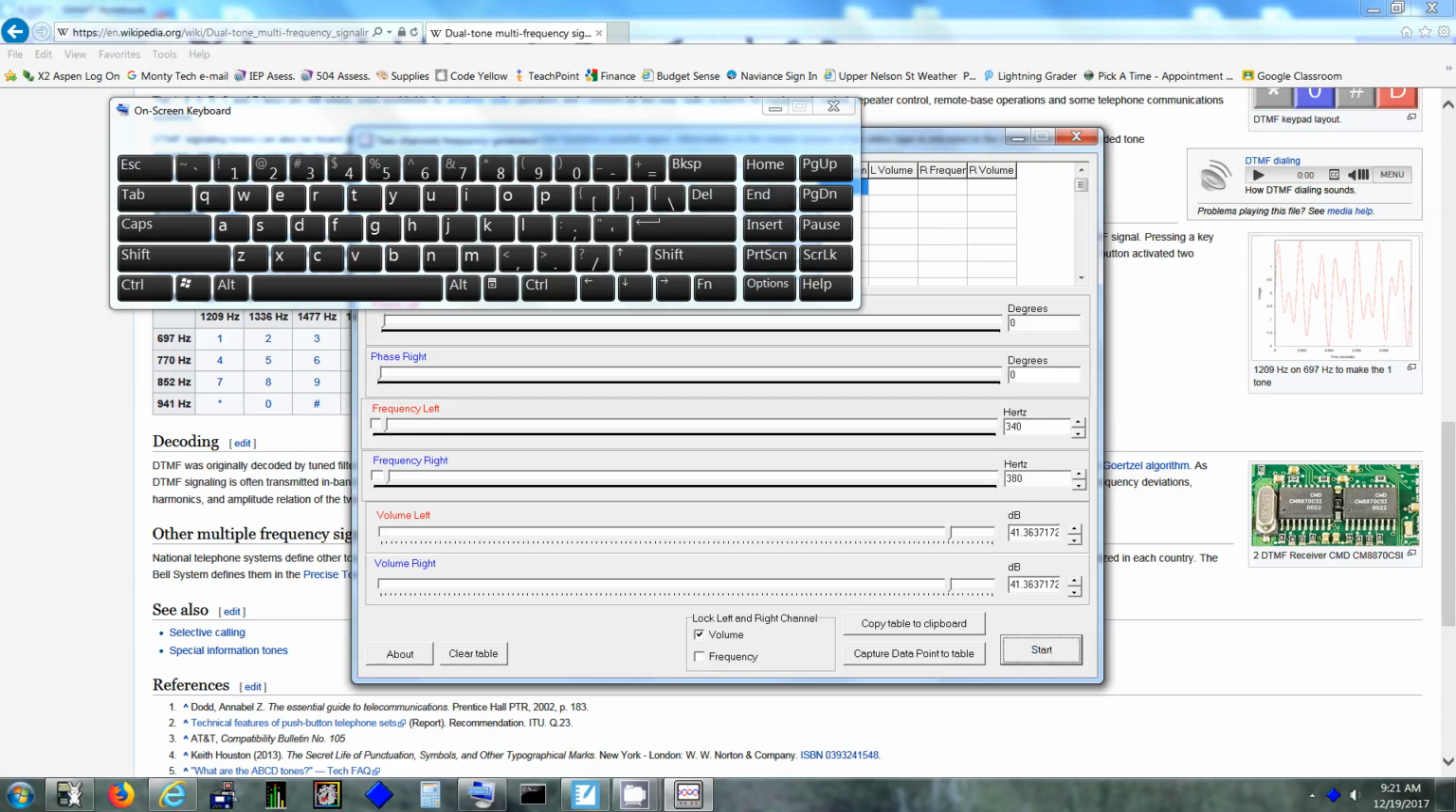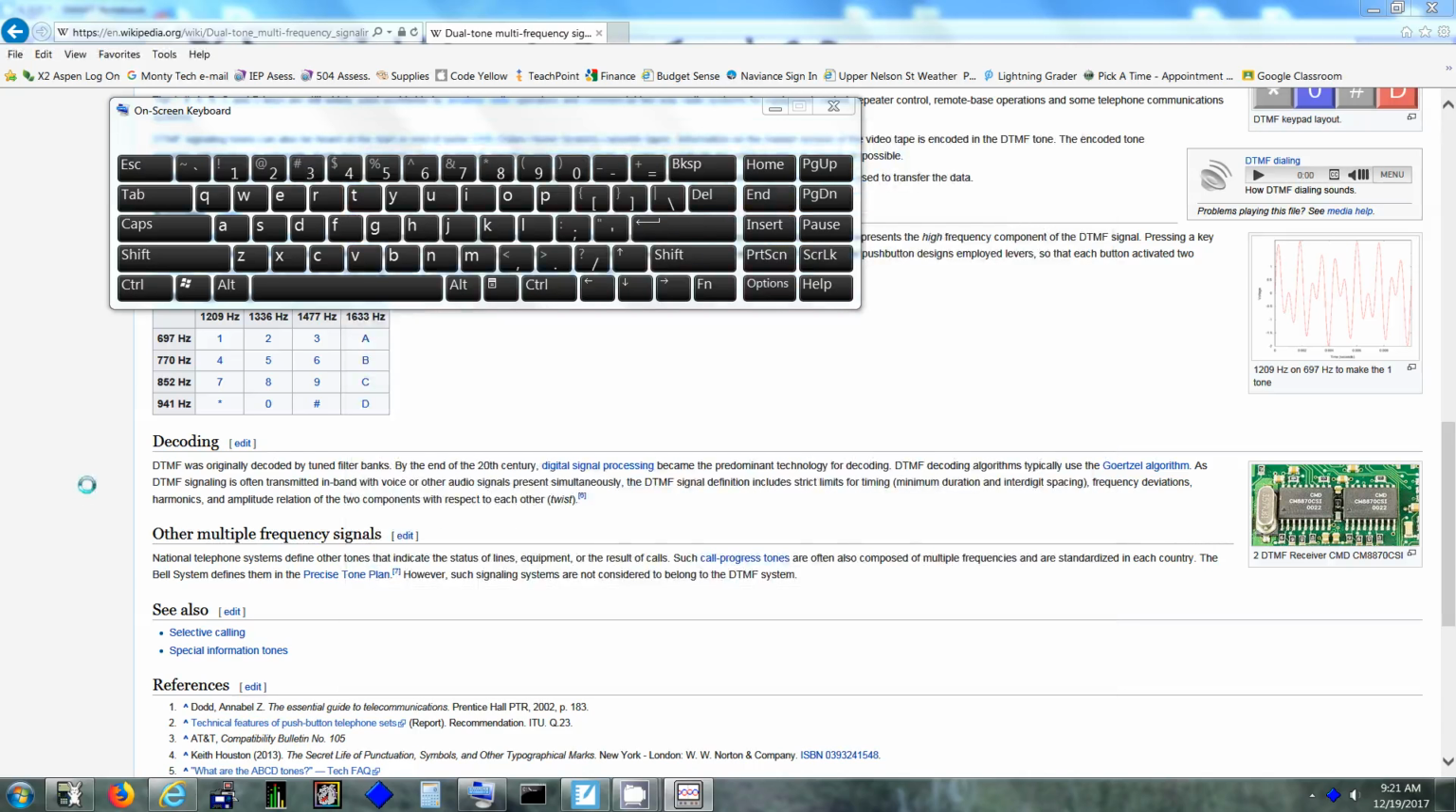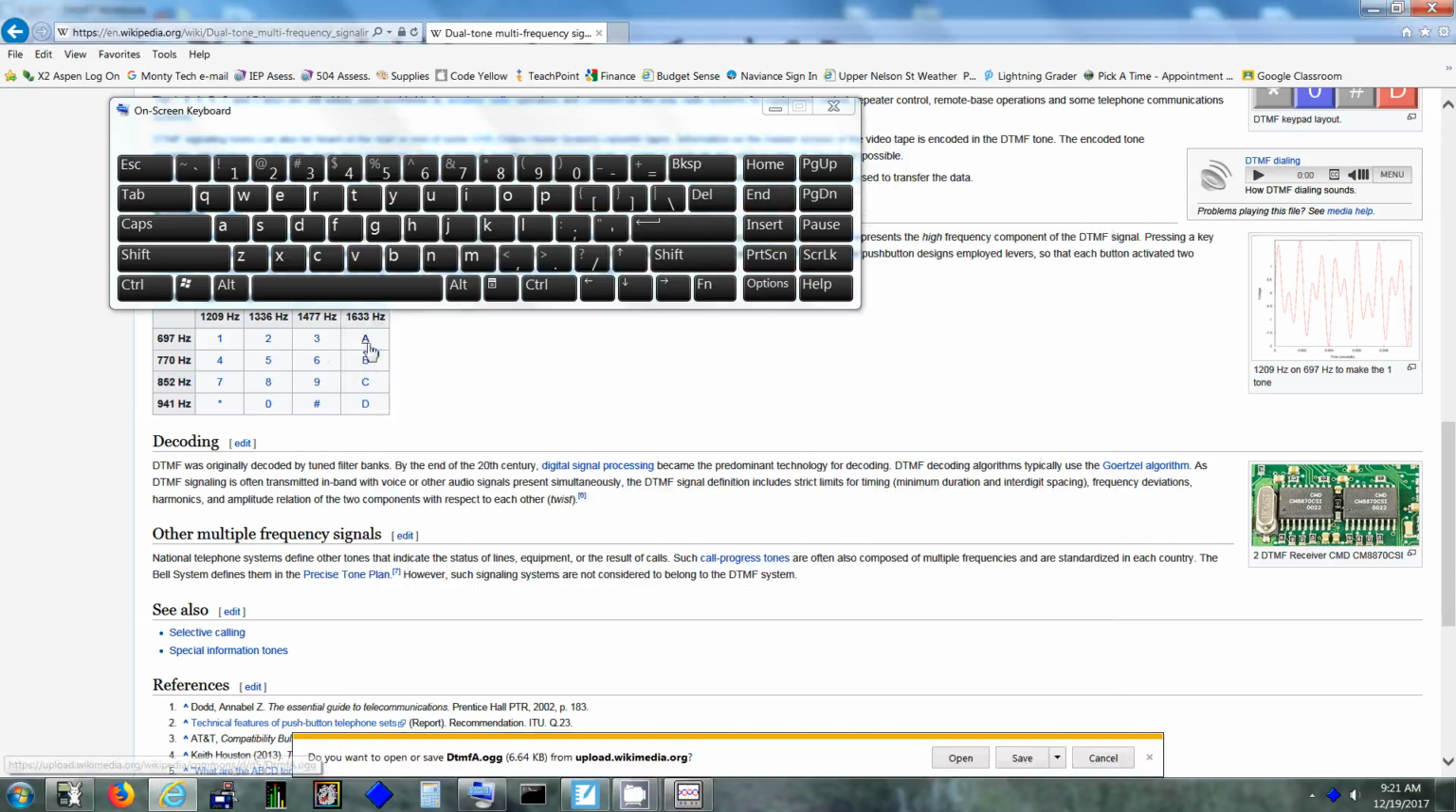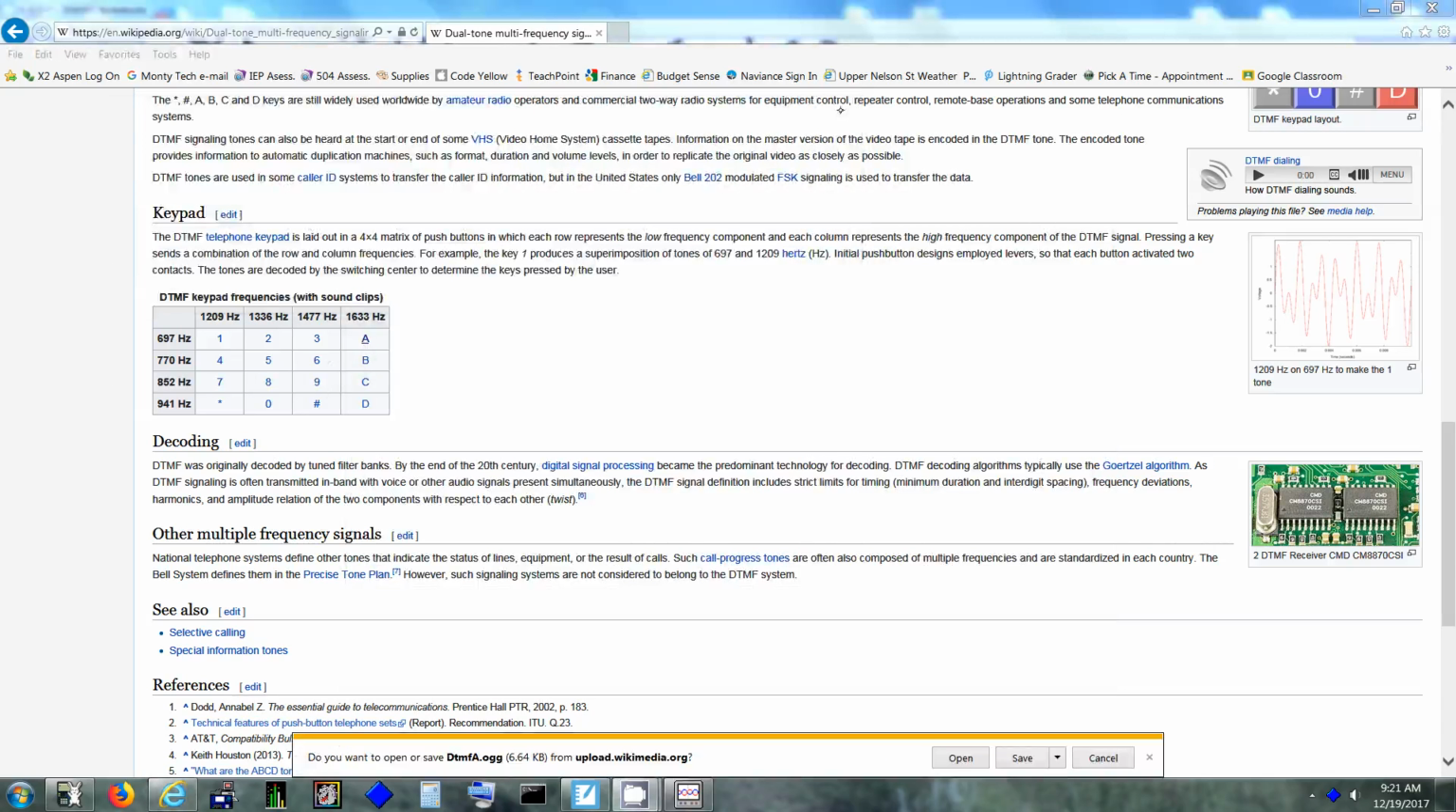But the sound of a phone ringing, the dial tone, and the busy signal, those are all just dual frequencies played at the same time. There's some other frequencies over here, A, B, C, D. We don't have those on phones. I think there was some military use for those. They had special phones that had these buttons on them, but we don't have those. If I click it, let me just see what it says. I guess I can't click it.